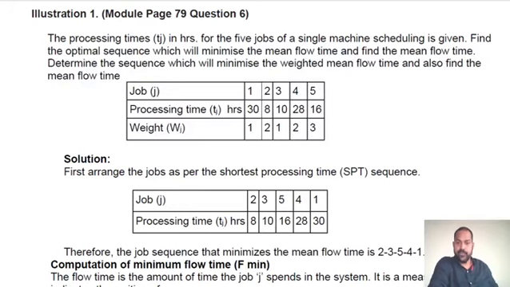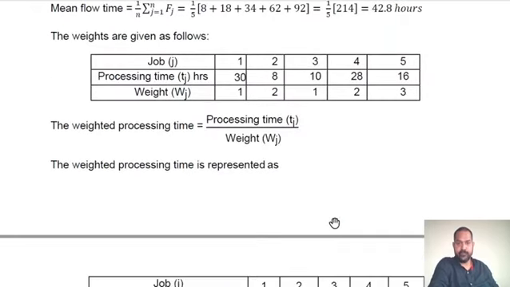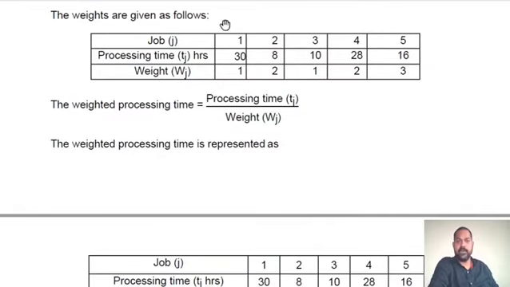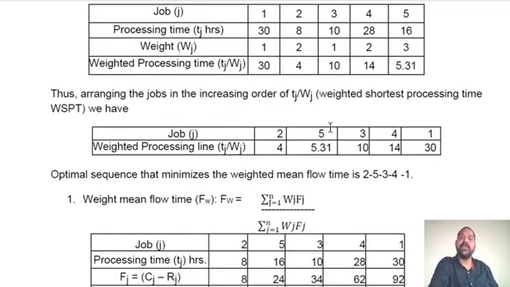So this is the question. This is the first part of the question. For the second part, we start from here. Number 1. The weights given are as follows. So jobs, times and their weights. Weighed processing time is processing time divided by the weights. So the weighed processing times are 3, 4, 10, 14, 5.31. Thus arranging the jobs in the increasing order of their weighed processing time, we have. So we have arranged the jobs in the ascending order of the weighed processing times.